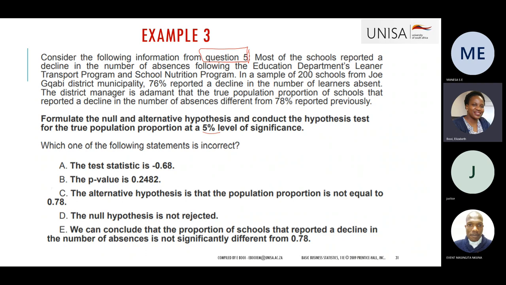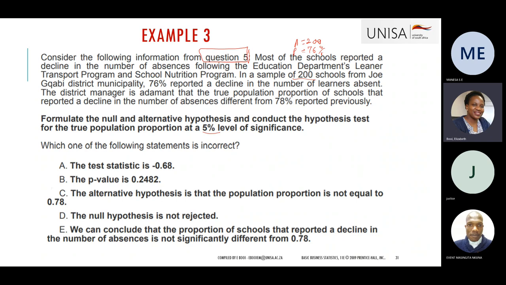Because you already know how to answer those questions. But first, let's identify what we're given. We are told the sample size is n of 200 from Joe, with a 76% decline. So our p is 76%, which is 0.76.